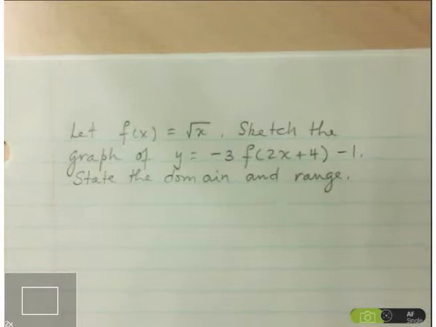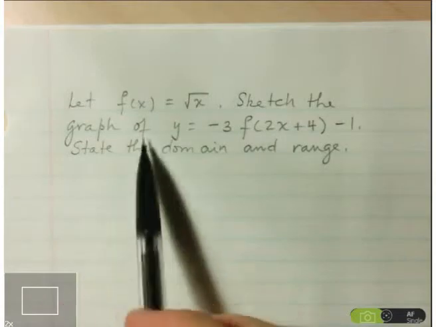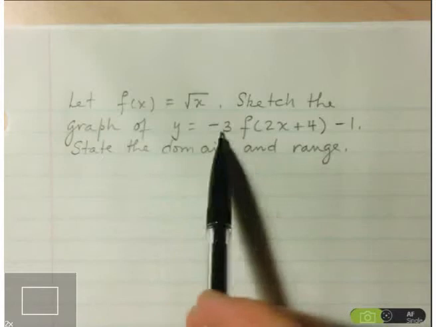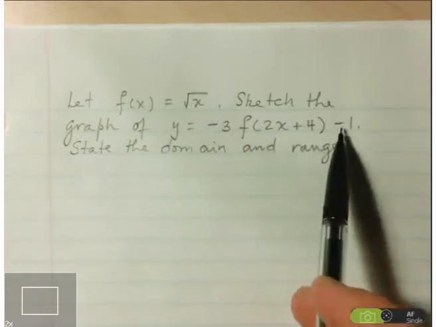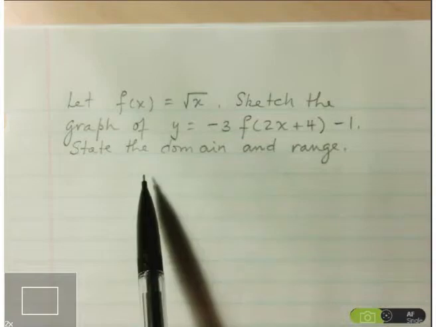Hi folks, we're going to take a look at a question involving sketching the graph of a parent function. So let's take a look at the question we're going to be working on. We've got our function root x, and we want to sketch the graph of y equals -3 times f at 2x plus 4 minus 1. And I also want you to state the domain and range of the transformed function.